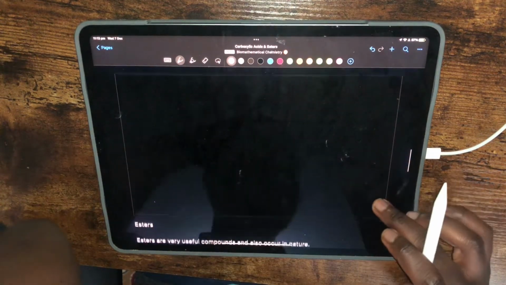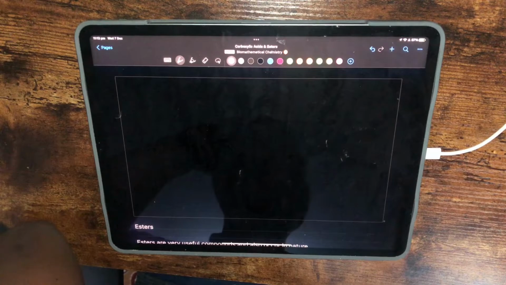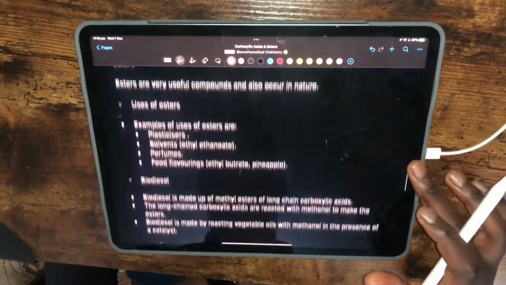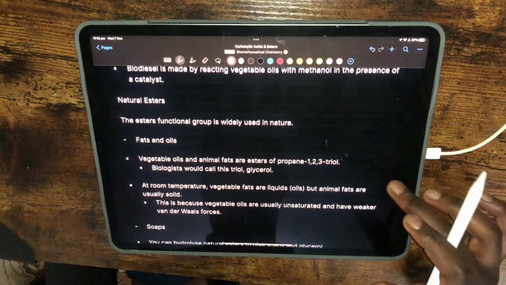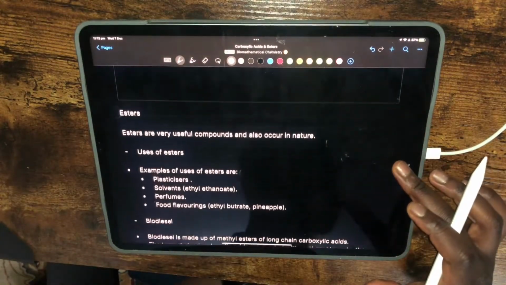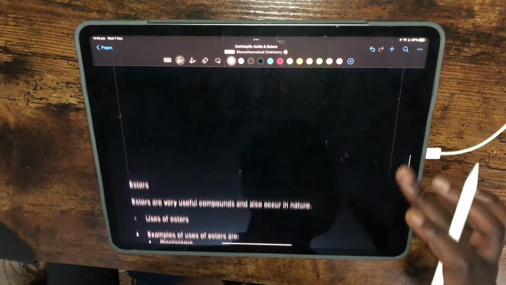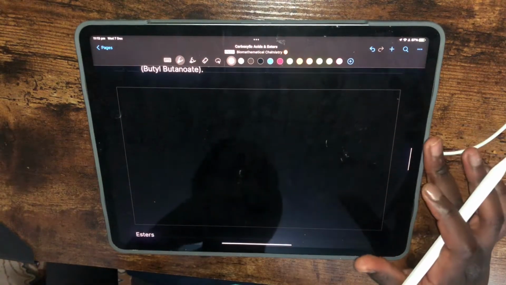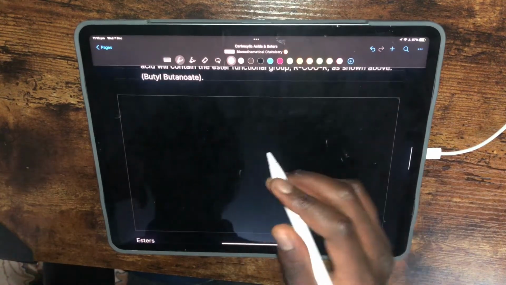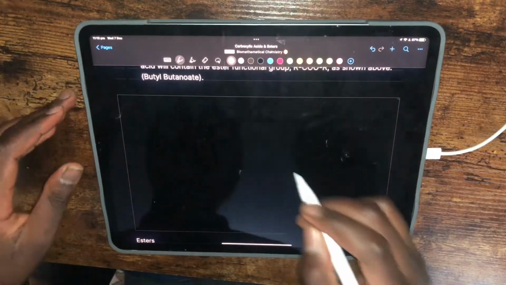There you go. So now I'm just going to do a quick summary of everything we've gone through so far, a little review of everything done so far.